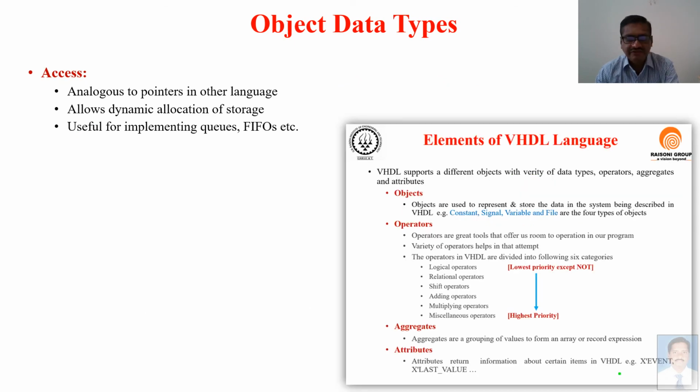And finally we have the last data type which is nothing but the access. It is analogous to pointers in other languages, allows the dynamic allocation of storage, and is useful for implementation of queues and FIFOs. When I go to the FIFOs, in that particular case we will discuss more about this access data type.